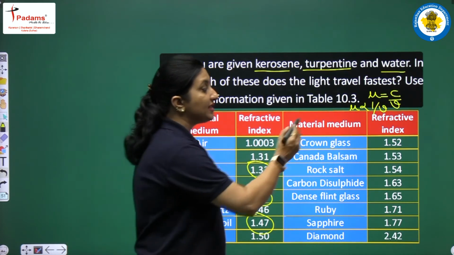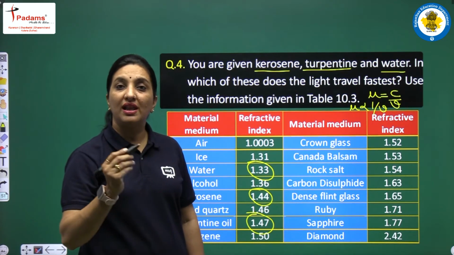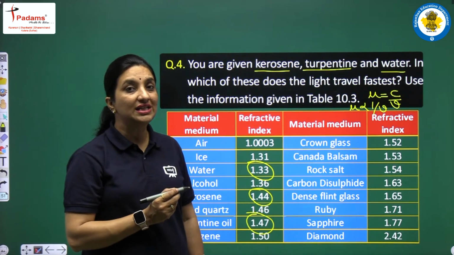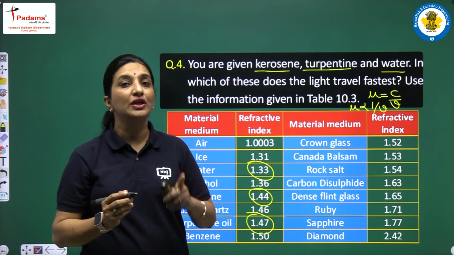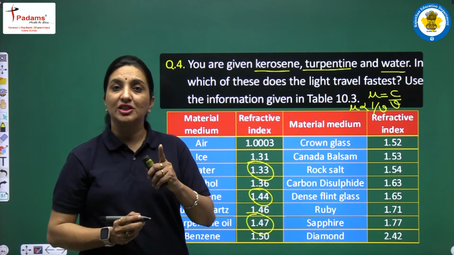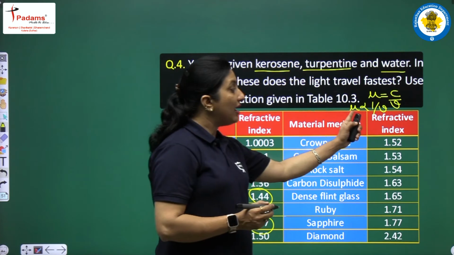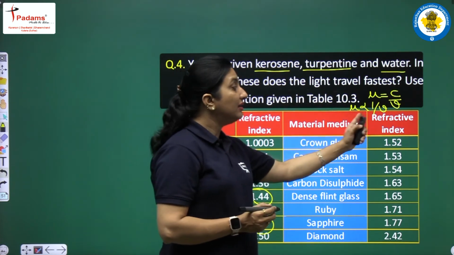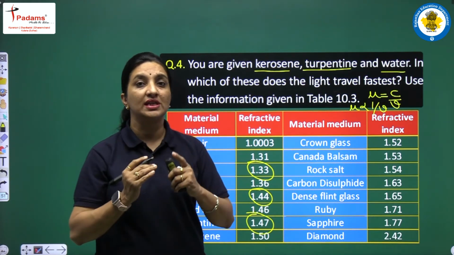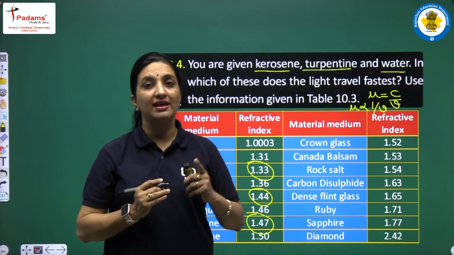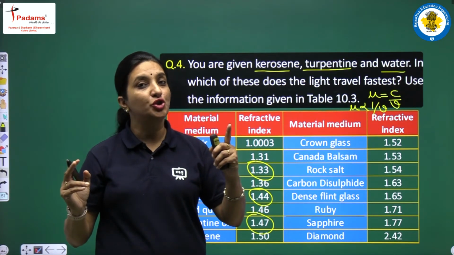So here what we see is that if the speed of light in a medium is large, the refractive index is small, or what we can say is that for material mediums having small refractive indices, the speed of light is going to be large, and for large refractive indices the speed of light is going to be less. Inversely proportional, students. Inversely proportional means that if one quantity is big, then the other quantity will be small.